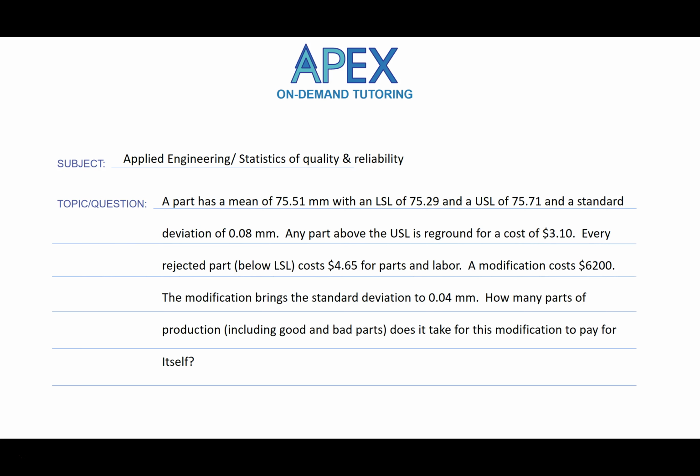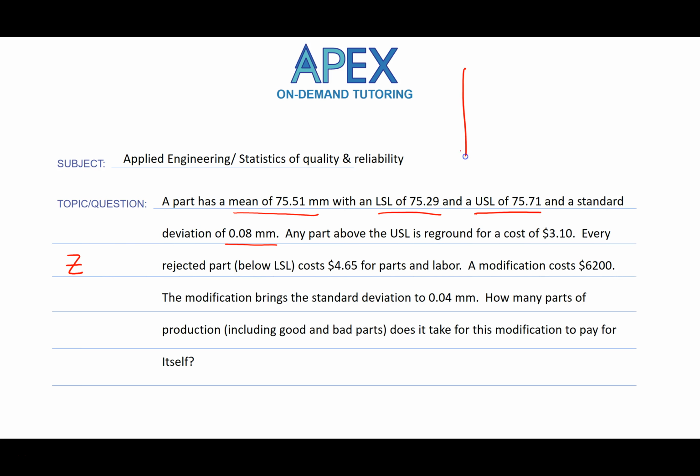So the first thing that we need to do is take this information about the mean, the LSL, the USL, and the standard deviation, and we're going to calculate some z-scores. So the z-scores, assuming that this is a normal distribution, is basically going to tell us how much area we have within a certain number of standard deviations from the mean.